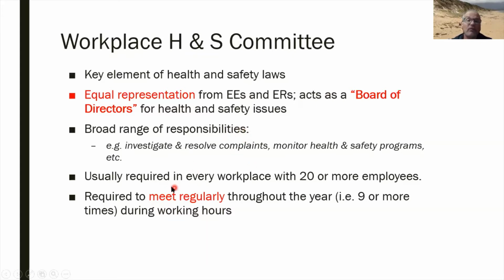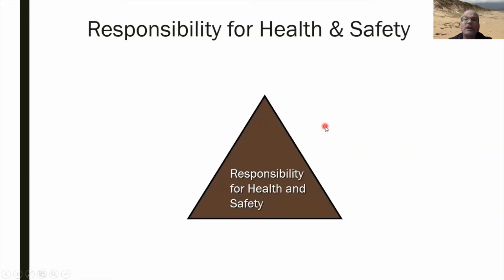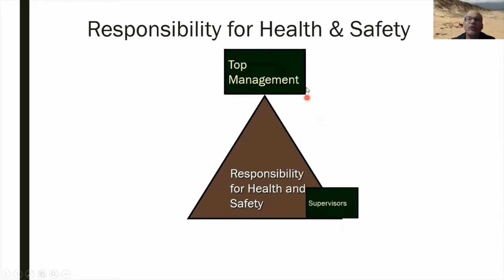Okay, they're required to meet regularly throughout the year, nine times or more, and you meet during working hours, because obviously it's something that's important. Okay. Now, responsibility for health and safety.